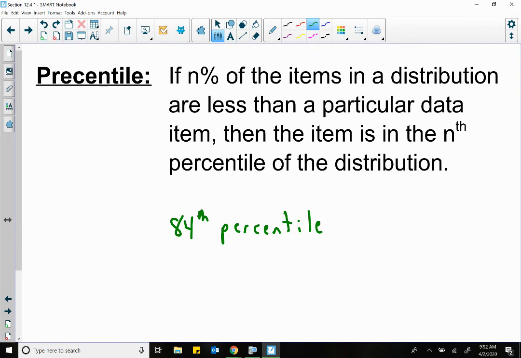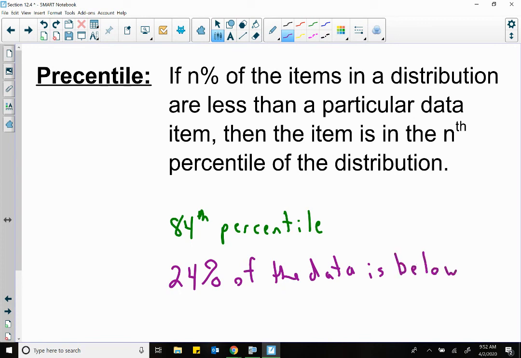Okay? So if they tell you that, another thing is that say they said that 24% of the data is below you, then that means that you're in the 24th percentile. That's what this definition is saying. And that's what percentiles mean. It means that you can drop the word percentile and just call it a percent. At that percent, everybody else was below you.